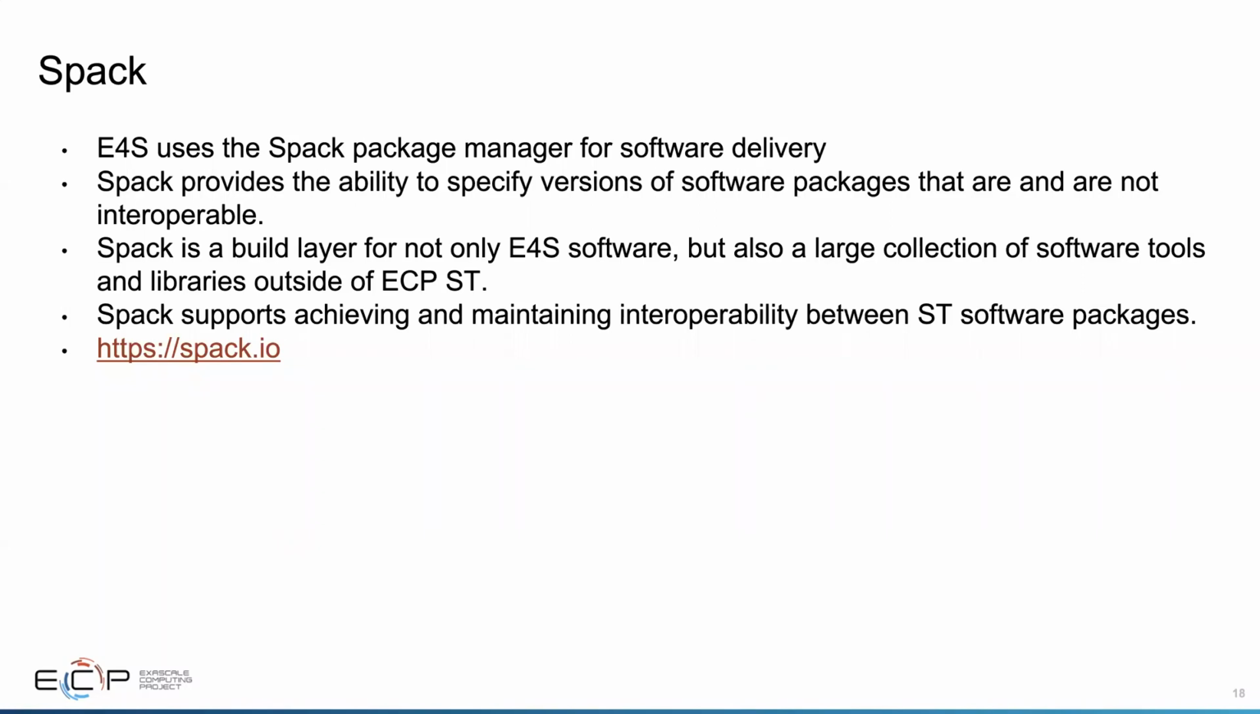Spack provides the ability to specify different versions of software packages. It can allow you to specify compilers. It can allow you to specify MPI and other variants for GPUs. And it's a build layer. It's a big project. It's not only for E4S, but also a large collection of software tools and libraries outside of ECP Software Technology. And you can learn more about Spack by going to this spack.io webpage.